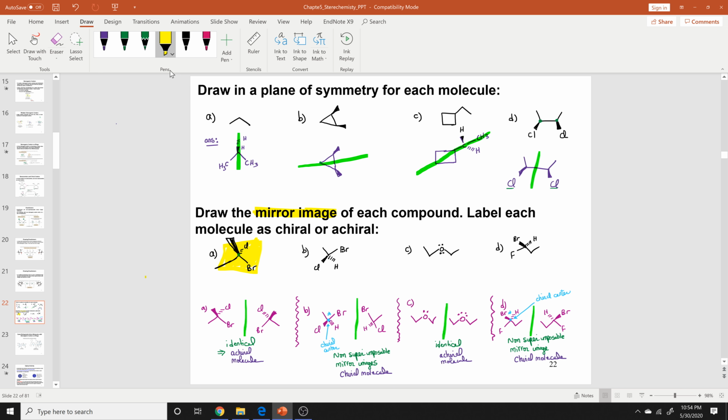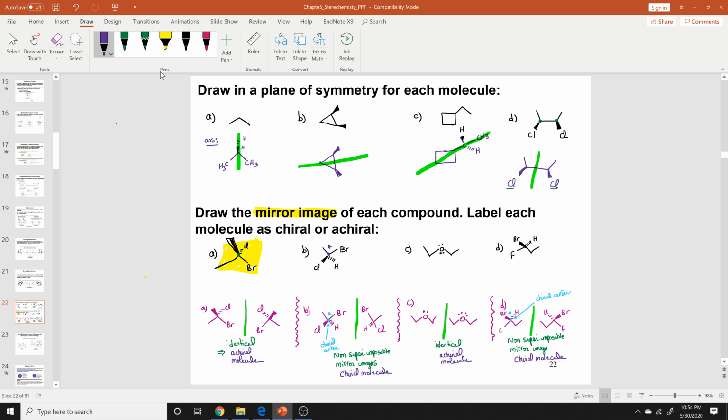Here I have a chiral center. I have 4 different groups around the chiral center. So this is going to be my chiral center in there, with 4 different groups around it. So immediately my molecule is going to be chiral.